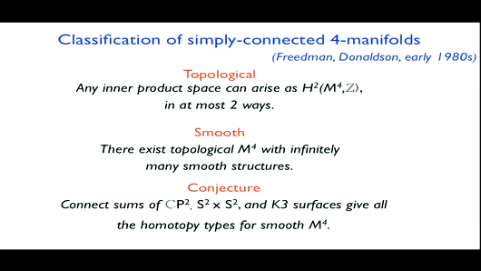And finally, I want to mention that there are plenty of open problems in addition to the one that Milnor alluded to. For example, you've just seen a bunch of 4-dimensional manifolds: CP2, S2 cross S2, and K3 surfaces. It's an open problem to show that by taking connect sums of these objects, you get all the possible homotopy types of smooth 4-dimensional manifolds.